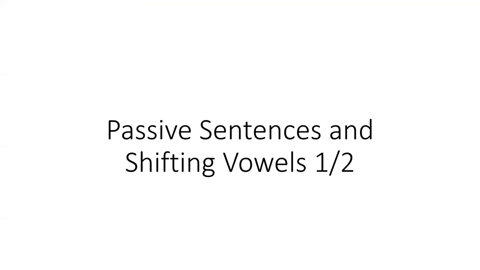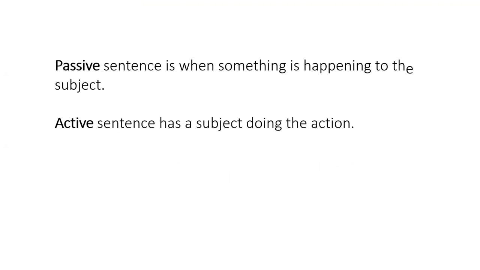This is going to be a two-part video for passive sentences and shifting vowels. A passive sentence is generally one in which something is happening to the subject. For example, in English, "I was helped" is passive because the subject is undergoing the action. It is I, the subject, that is getting helped.